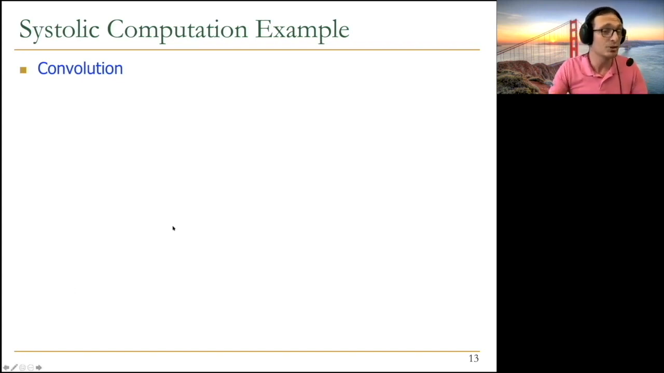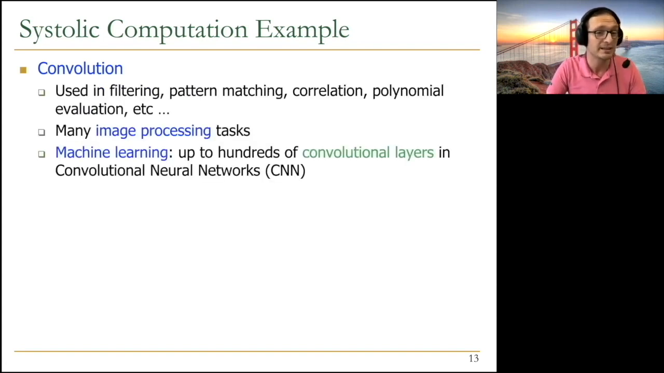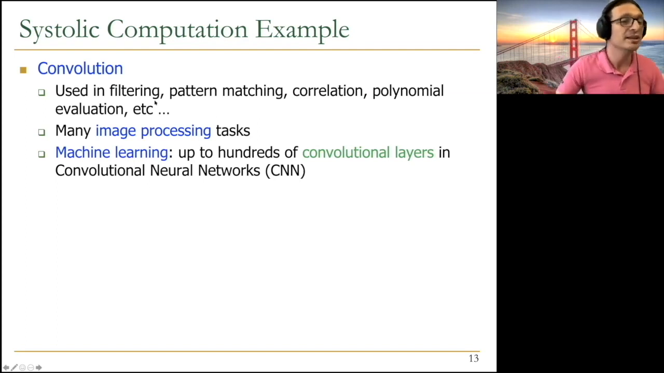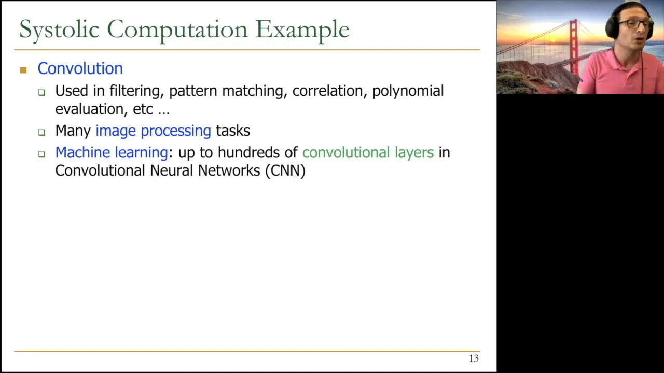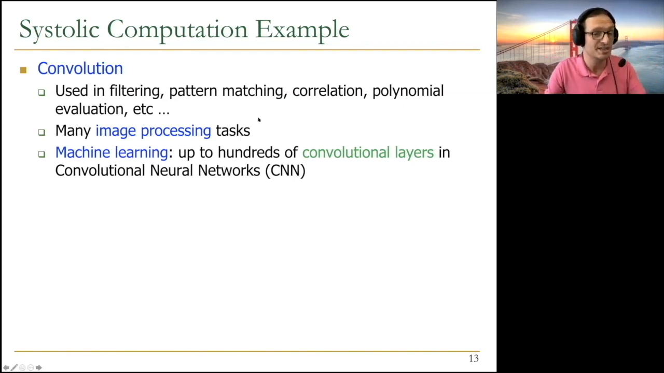But convolution was one of the major reasons why systolic arrays were built. And you can find this in the H.T. Kung paper. And convolution is a very basic mathematical operation or statistical operation where you filter an input element using essentially some weights, let's say, and you will see the operation soon. Basically, it's used in adaptive filtering, pattern matching, correlation finding, polynomial evaluation, etc. Many image processing tasks, many vision processing tasks, and lately many machine learning tasks.